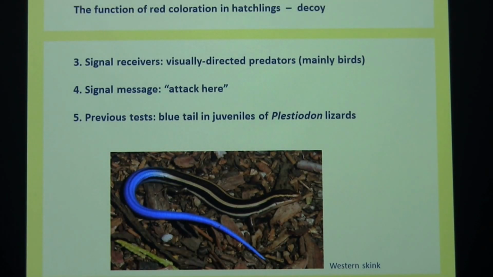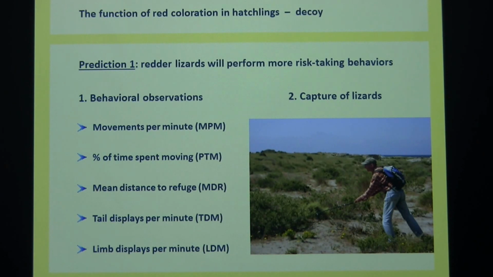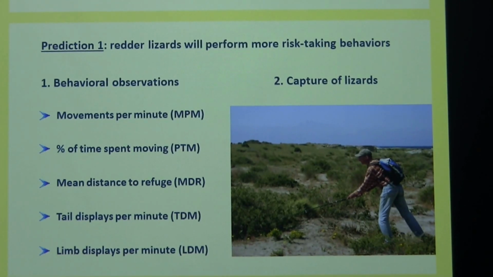As I said before, the decoy hypothesis implies a signaling function, and the receivers of the signal are visually directed predators, mainly birds. The message of the signal is something like "attack here," and this hypothesis has been previously tested with blue tails, which are common in juveniles of some lizard species, for example, in this skink. According to the decoy hypothesis, the red color has an anti-predator mechanism.